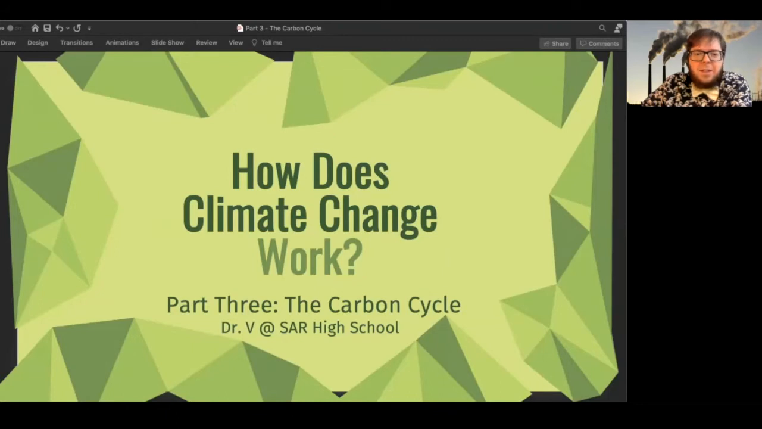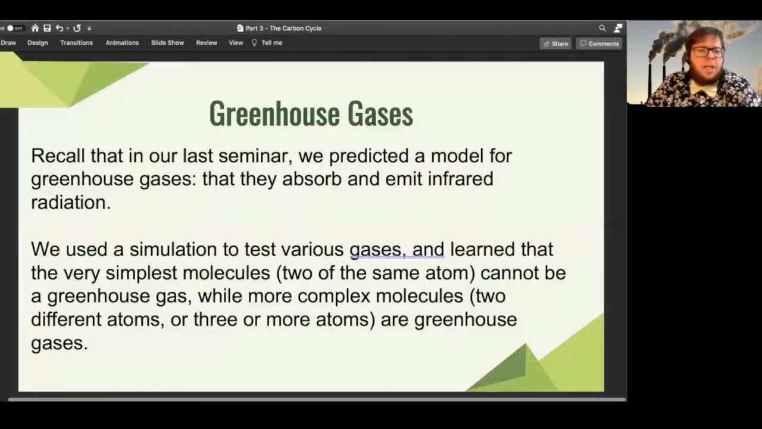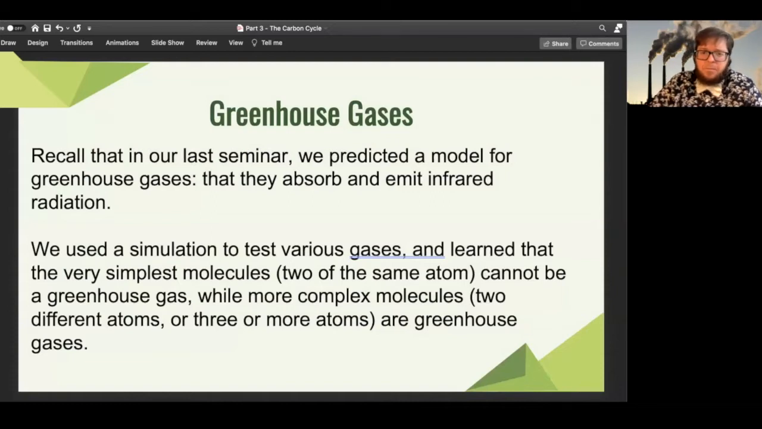Let's get started. So this week we're going to talk about the carbon cycle. We're going to track the movement of the carbon around the planet. So why are we talking about carbon anyway? Well, last time we talked about greenhouse gases. So this is a brief summary of what we did last time.